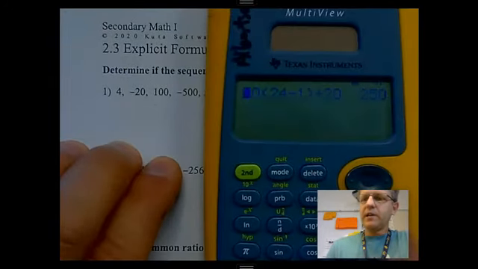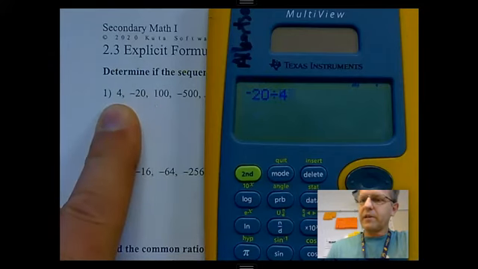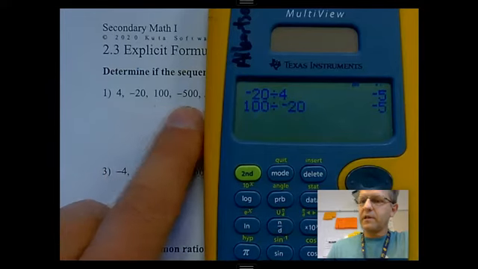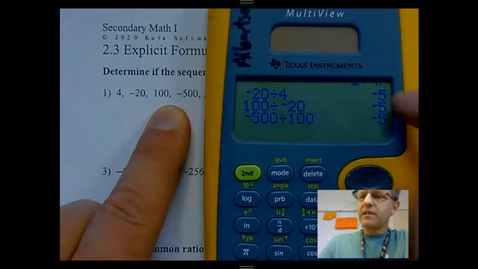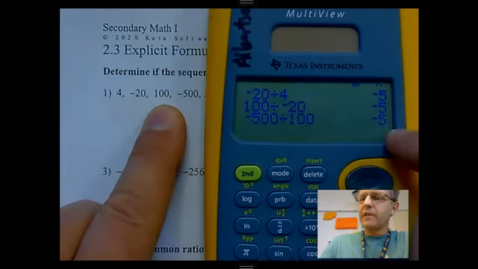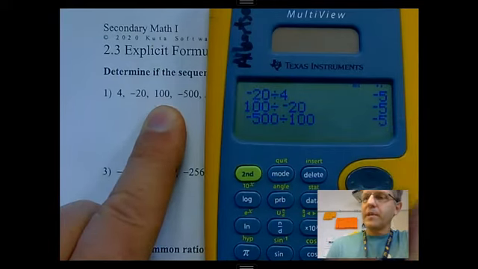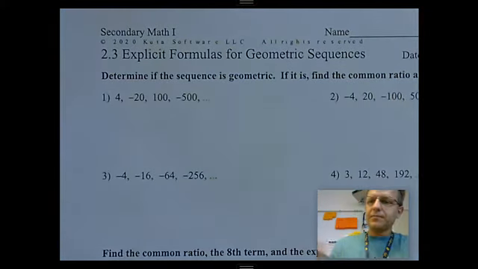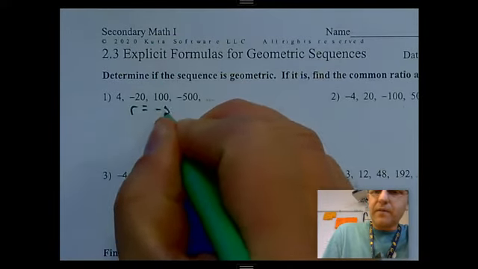One way that we can check is to take any one term and divide by the term to the left. Take this term and divide by the term to the left. Take this term and divide by the term to the left. And what you'll notice is that if we take a term and divide by the one to the left, we get the same answer every time. That's called the common ratio. So the common ratio in this case, the R, is -5.